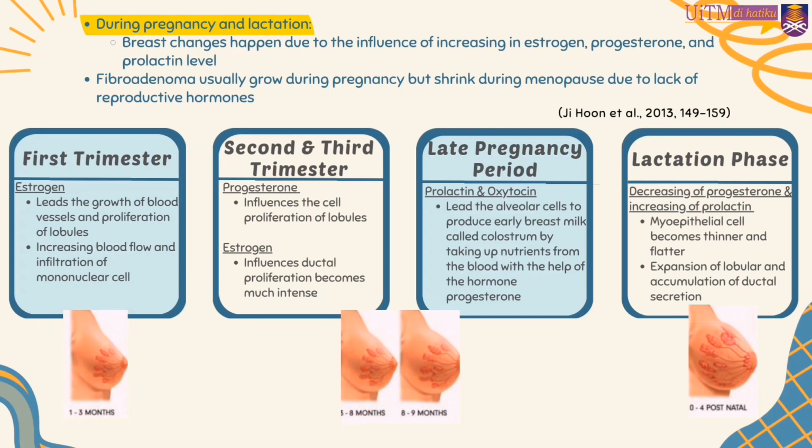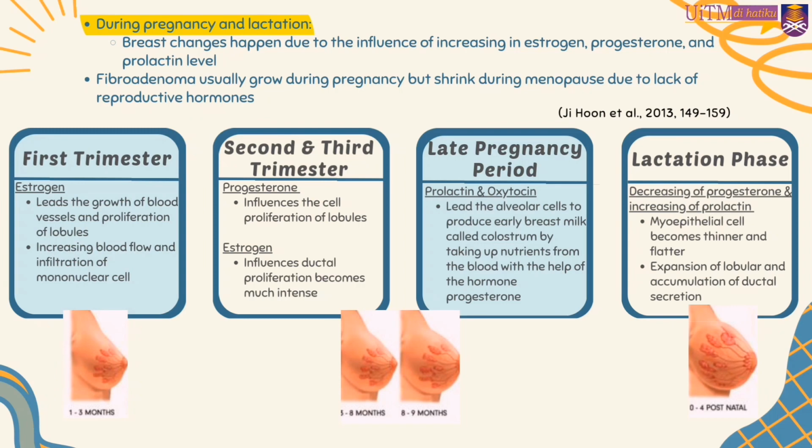First trimester, estrogen leads to the growth of blood vessels and proliferation of lobules. Other than that, there is increasing blood flow and infiltration of mononuclear cells. Then, second and third trimester, progesterone influences the cell proliferation of lobules. Estrogen influence on ductal proliferation becomes much more intense. Next, late pregnancy period. Prolactin and oxytocin lead the ovarian cells to produce early breast milk called colostrum by taking up nutrients from the blood with the help of the hormone progesterone.